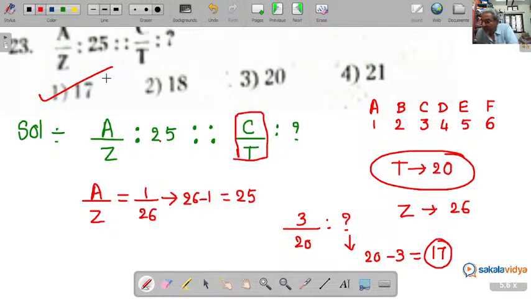Yes, Rutvik, after long time are you there? Yes. Srinivas, you are doing well. Very good.